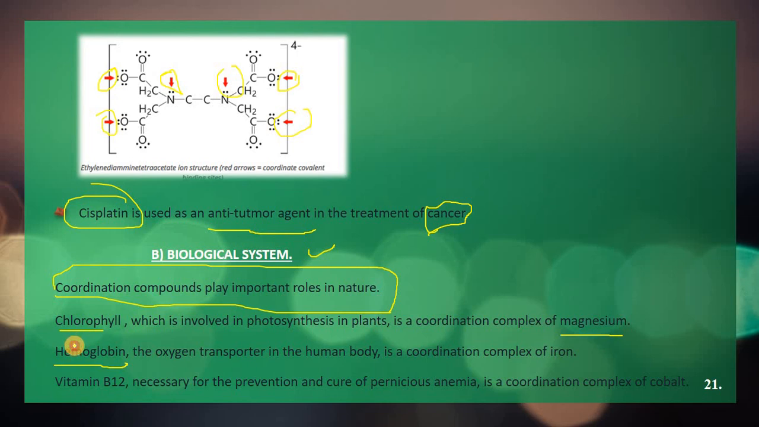Hemoglobin, the oxygen transporter in the human body. Yes, we know in our body, hemoglobin tends to transport oxygen. So it is a coordination complex of iron. Vitamin B12, cobalamin, is necessary for prevention and cure of pernicious anemia. Let's know what it tends to coordinate. It coordinates cobalt.